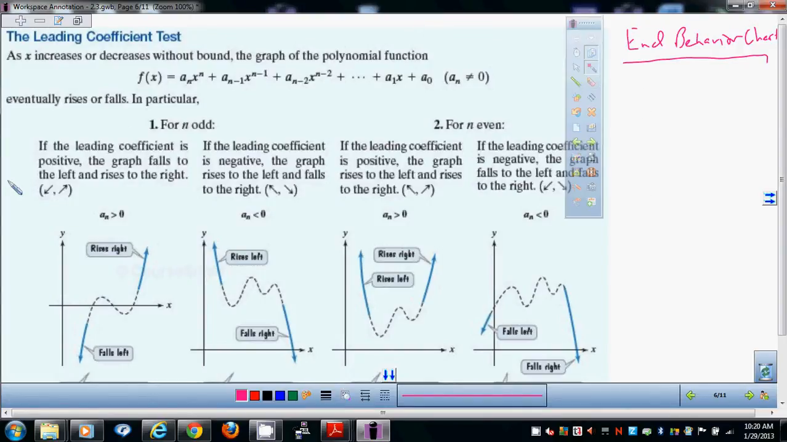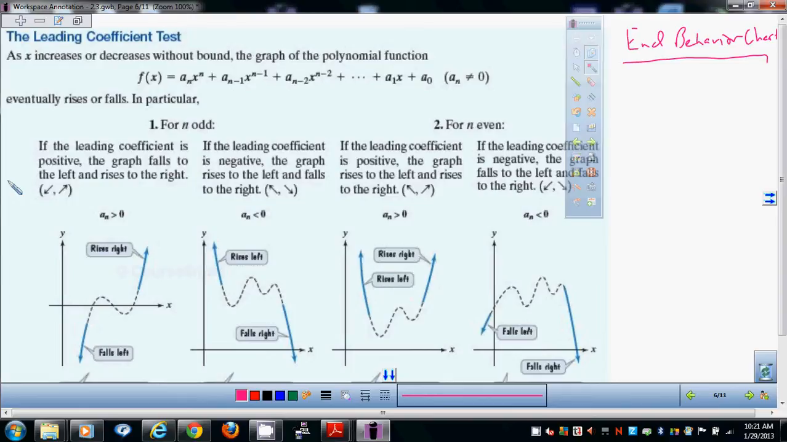Polynomials keep going on forever in both directions, and there's only 4 possible things they can do. They can both be going up in both directions eventually, they can both be going down, or you could have one of each. That's the only possibility. And I'm going to tell you how to know, just by looking at your function, which of those 4 it is: down, up, down, up, or down, down. Doesn't matter what's happening in the middle.